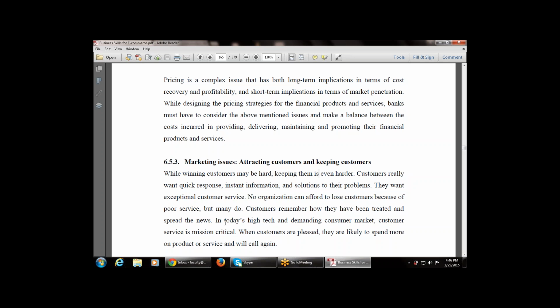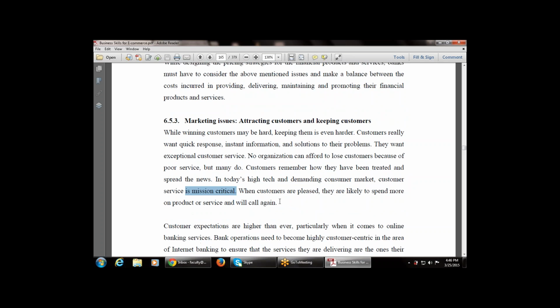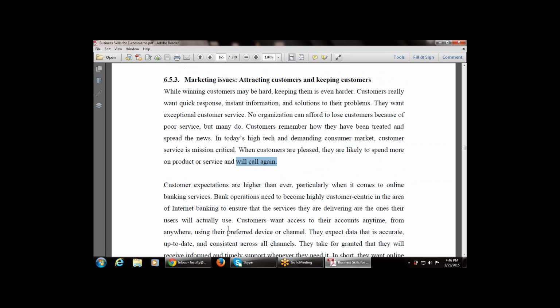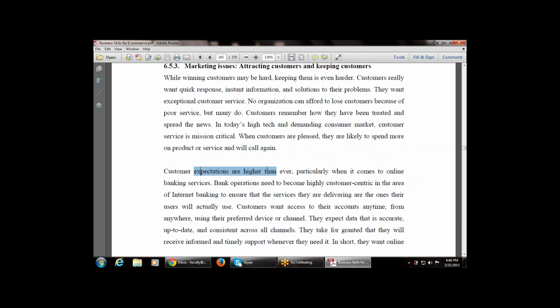In today's high-tech and demanding consumer market, customer service is mission critical. When customers are pleased, they are likely to spend more on products and services and will call again. So customer expectations are higher than ever, particularly when it comes to online banking services. This is an important line: customer expectations are higher than before, particularly for online banking services.